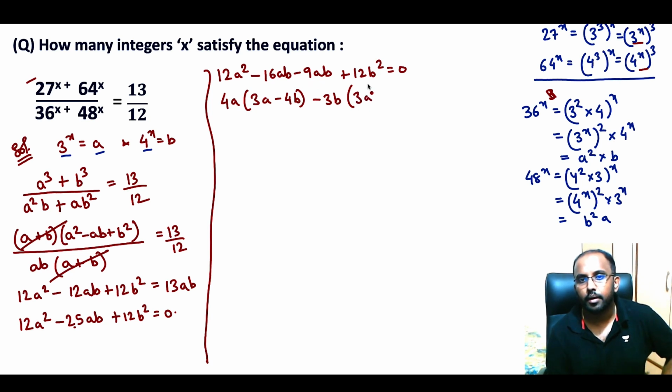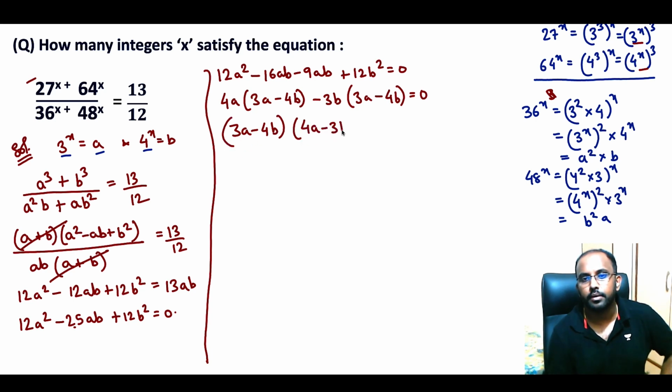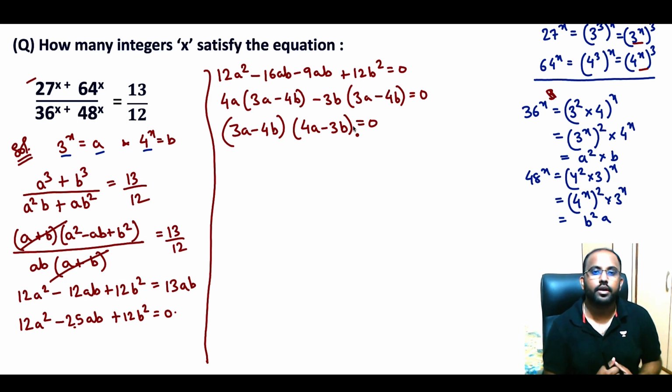3a and 3b I have taken common, so 4b. So 3a minus 4b, right? So 3a minus 4b is equal to 0. That means 3a minus 4b I can take common, so 4a minus 3b is equal to 0. Okay, this is what I got.